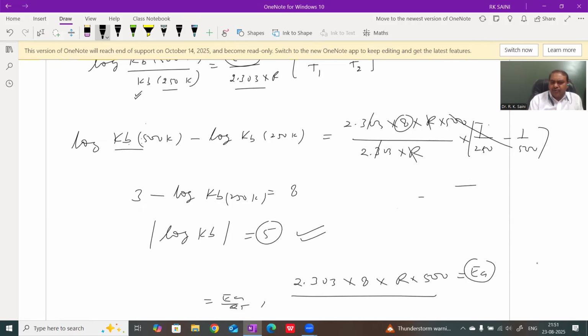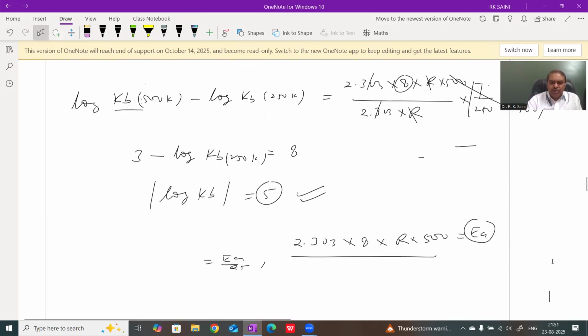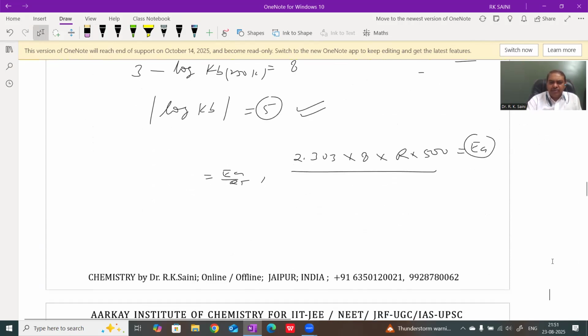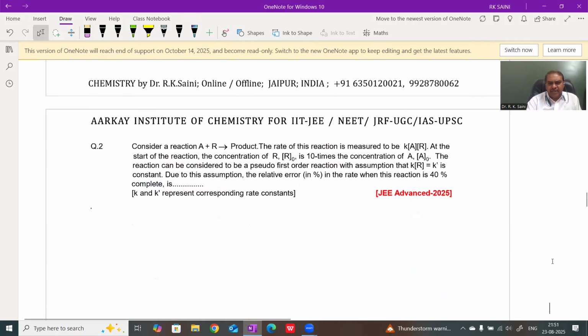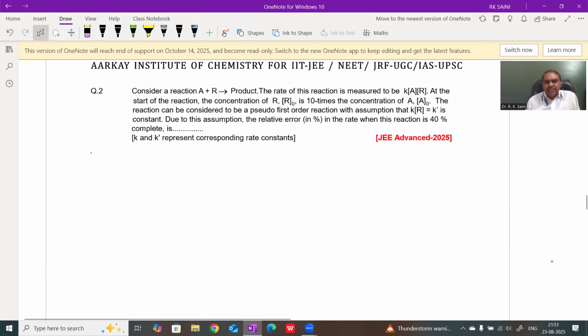Therefore, question first is related to the Arrhenius equation and is very important, and this relation also tells about the activation energy as well as the pre-exponential factor for the forward as well as backward reaction. Question number second. This question was asked in JEE Advanced 2025.